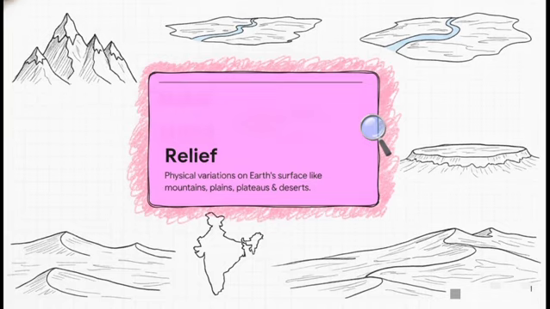Before we really get rolling on our tour, let's get our foundational key word absolutely crystal clear. What exactly do we mean by relief? Well, relief simply refers to the physical variations on the Earth's surface. Just think of the different shapes and heights of the land, the towering mountains, the flat plains, the elevated plateaus, the vast deserts. All of these different physical variations combined make up the relief features of a country.